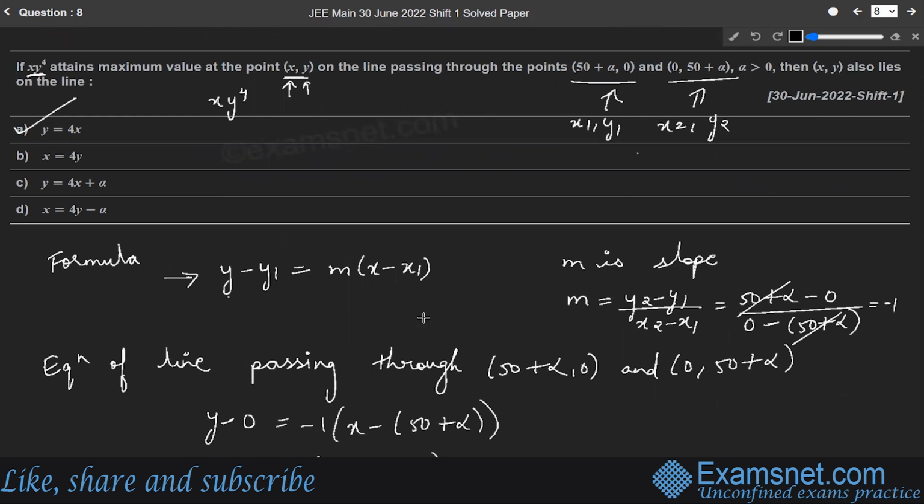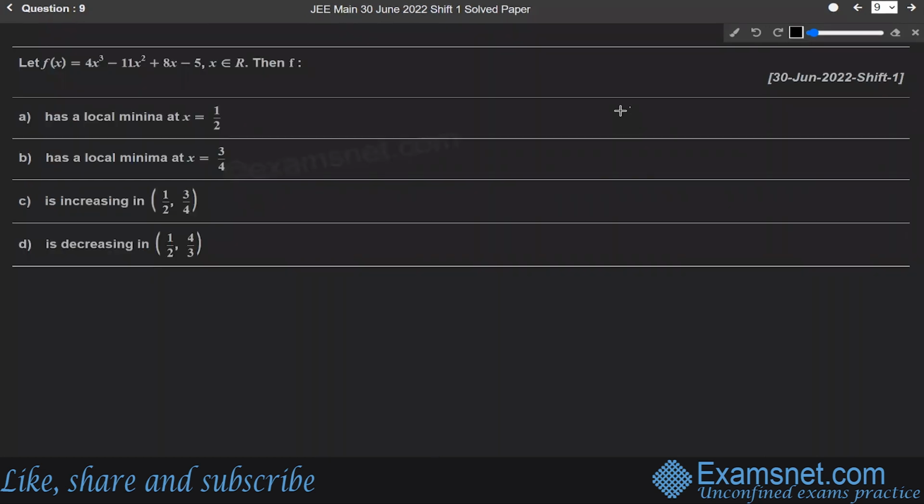I hope you are clear with this question. In this question, we have used basic concepts related to the equation of line that is passing through 2 points, right? Next question is, let f of x is equal to 4x cube minus 11x square plus 8x minus 5, where x belongs to R, then f is. And the options are, has a local minima at x is equal to 1 by 2, has a local minima at x is equal to 3 by 4, is increasing in 1 by 2, 3 by 4, is decreasing in 1 by 2, 4 by 3.